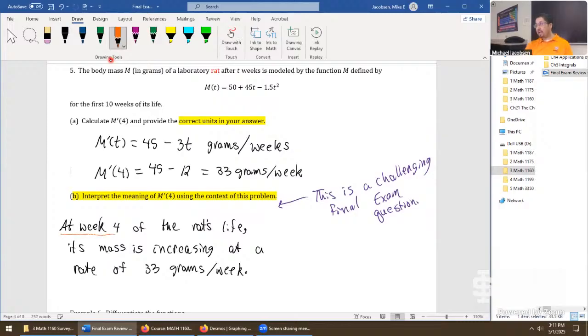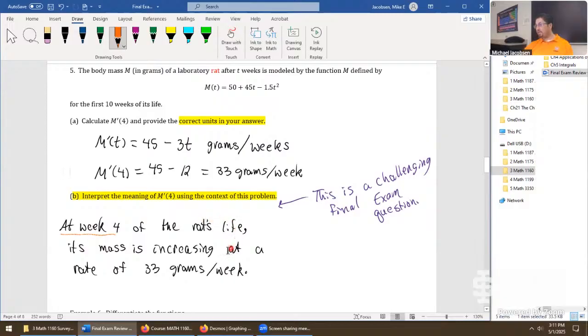So the key elements that we have to make sure are present here are that we're talking about at week 4, because change the value here and the growth rate will absolutely change. We plugged in 10. This is a pretty large juvenile rat at this point. So its growth rate should be smaller. It would be just 15 grams per week at week 10. So we have to have that information in somewhere.